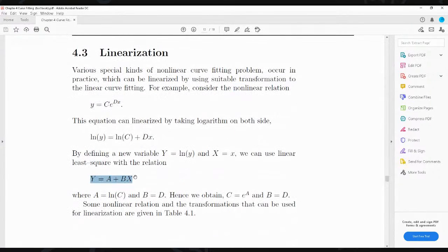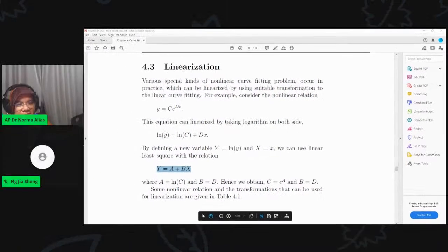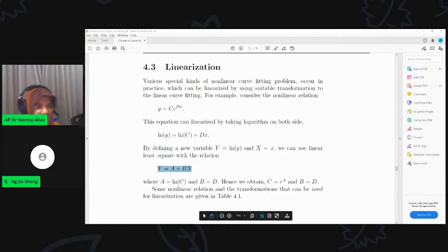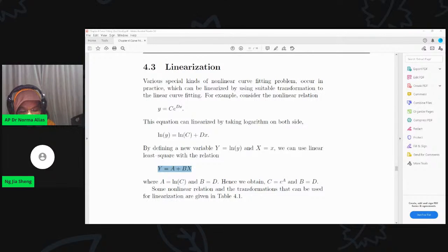So the calculator mode that you need to press is linear. All right, so now I have Ng Xing. If you have a question, you can ask through the chat. Doctor, any question? Yes.